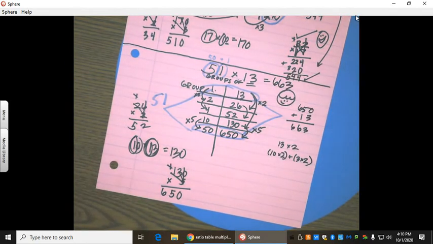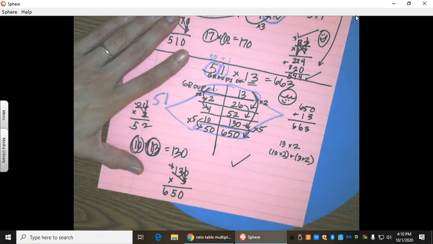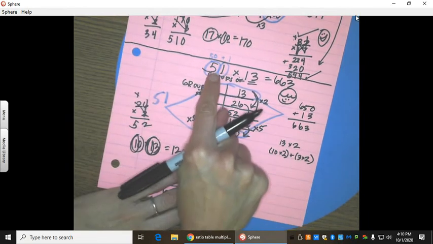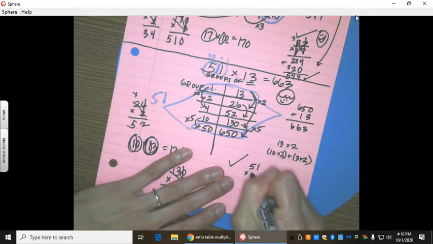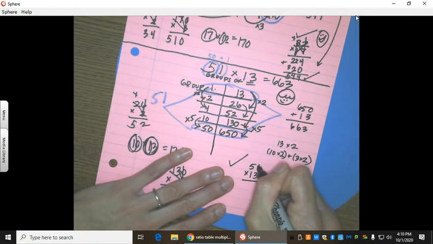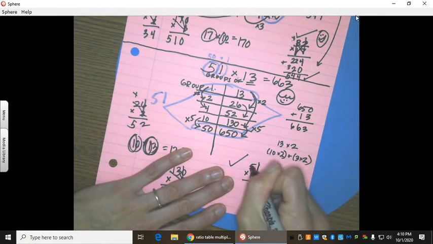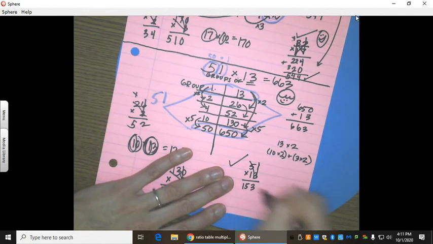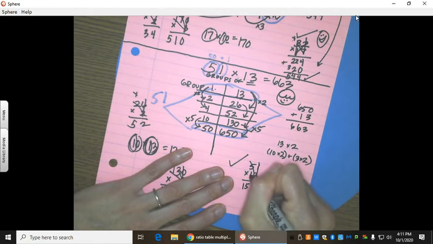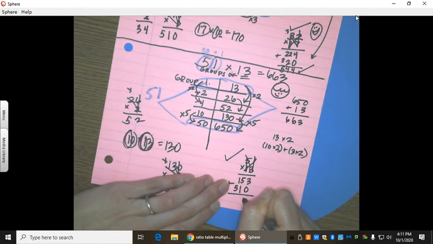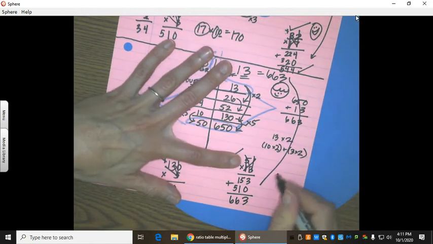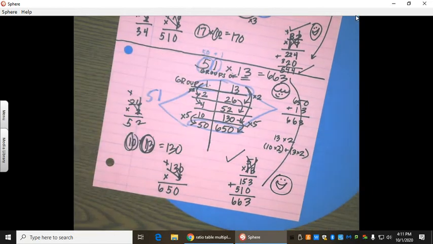You know, even as the teacher, I'm not always confident until I check my work. Okay, so I'm going to check 51 times 13, and I hope it's this. Okay, 51 times 13. 3 times 1 is 3. 3 times 5 is 15. Okay, placeholder 0. 1 times 1 is 1, 1 times 5 is 5. Add up my partial products. And the grand reveal. Yes, my answers match. That means I can feel confident that I did it right.